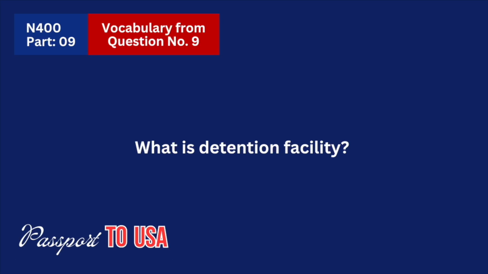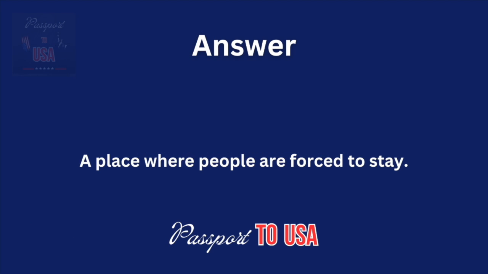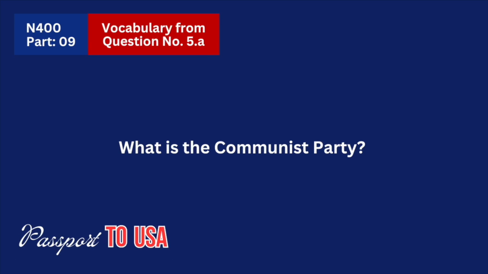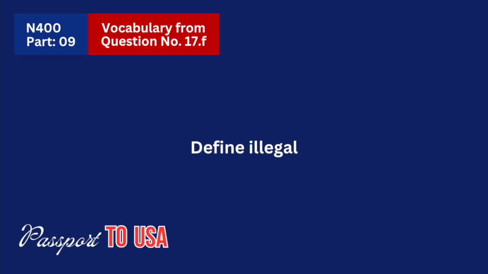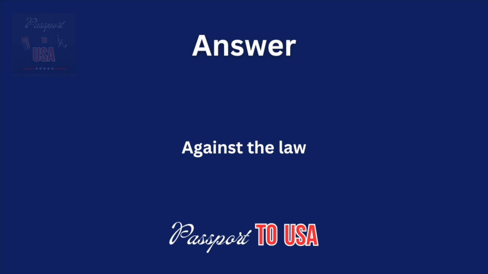What is detention facility? A place where people are forced to stay. What is the Communist Party? A group that believes the government should own and control everything. For example, North Korea. Define illegal. Against the law.